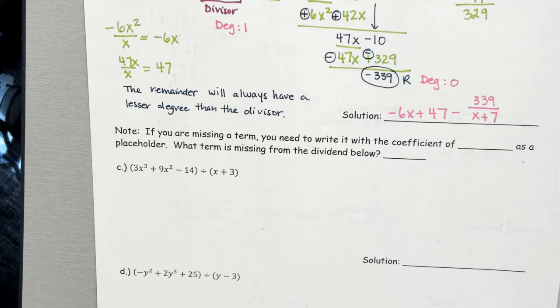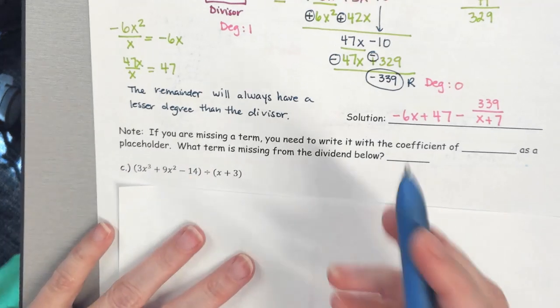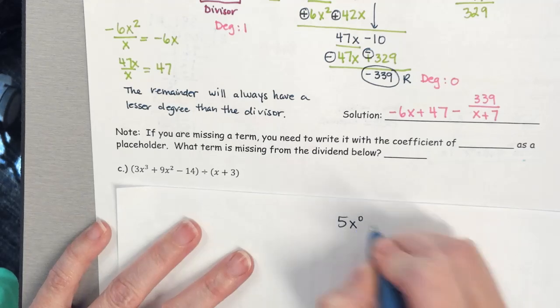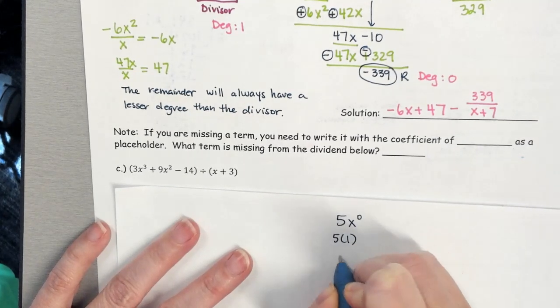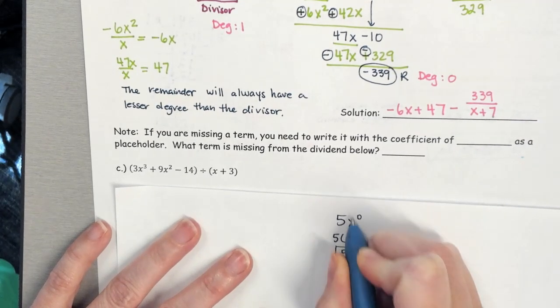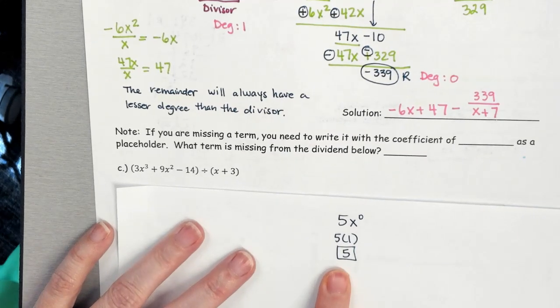Yep. What if you have a variable with the degree of 0, what would that be equivalent to? Yeah, because let's say you had 5x to the 0 power. Do you guys remember what anything to the 0 power is? 1, yep, so 5 times 1 is just 5. So this would be equivalent to just your constant term.